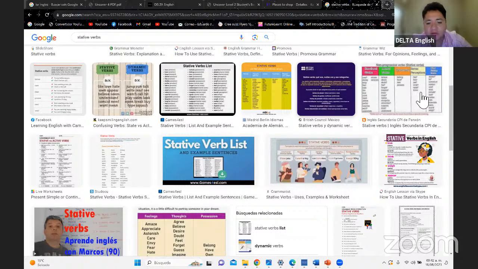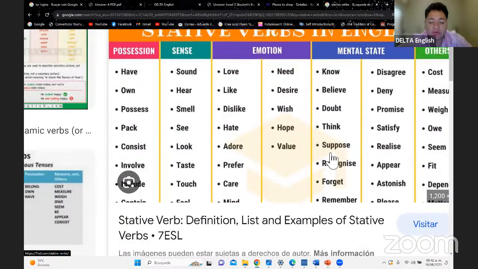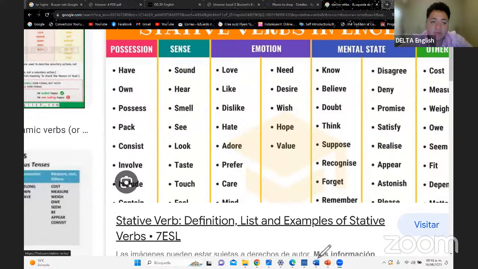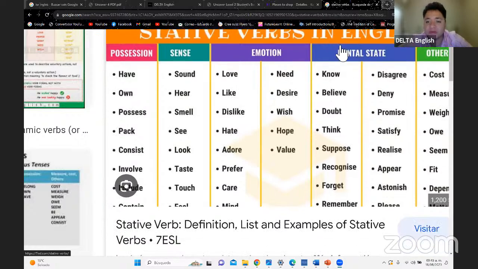Okay, stative, se llama stative or non-action verbs, verbos que no son acciones como tal, son estáticos, right? In here, this chart, for example, it classifies it in possession, verbos de posesión, sense, de sentidos, emotion, mental state, others. Bueno, estos verbos, al ser estáticos, no vamos a utilizar would. Solamente se utilizaría used to. So, used to, no restrictions. Would only in the stative verbs.